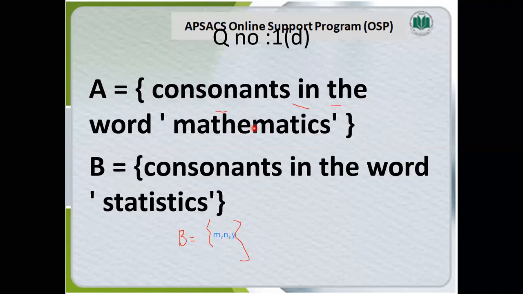Consonants in the word mathematics. Who will tell me the consonants in the word mathematics? Ma'am, M, T, H. Well done. First is M. Next one is T, then H. Any other? C. Yes, C. Next, S. Good. These are the consonants in the word mathematics.